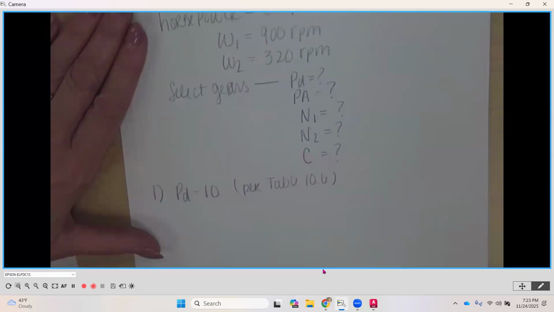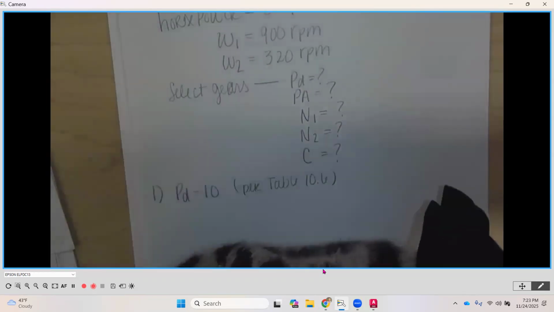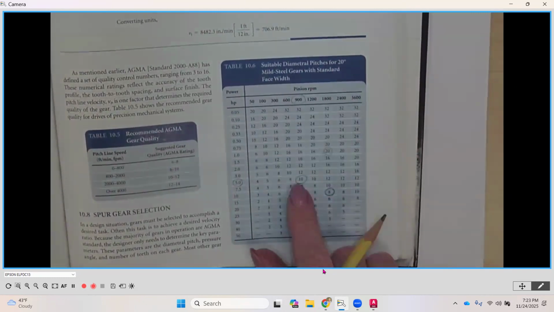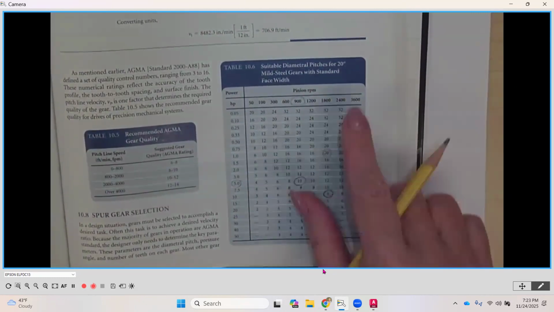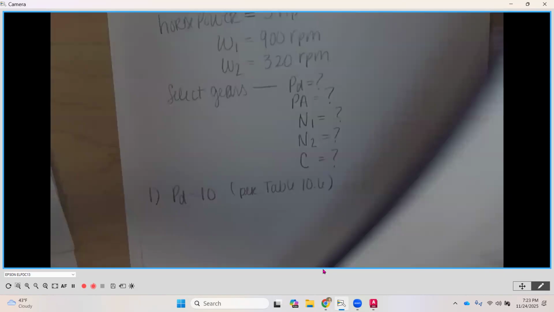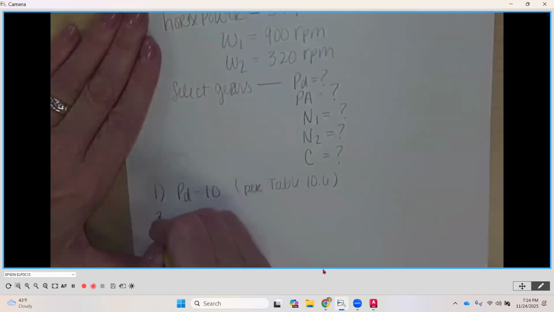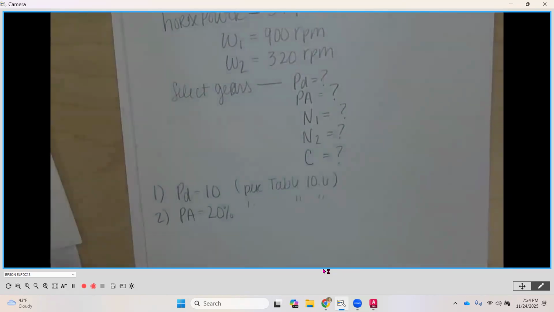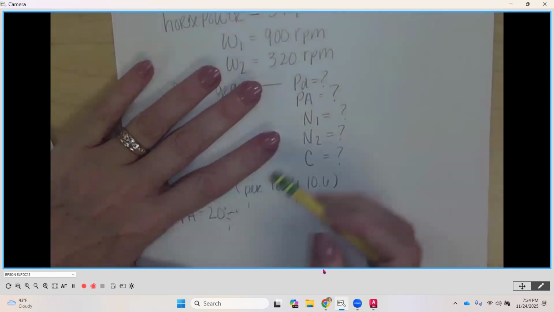Pressure angle. All right. Now, we're simply going to look back at that table 10.6. And since we used this to determine our diametral pitch, notice at the top here, this is for 20-degree pressure angles. So that means that number 2, PA, is equal to 20 degrees. And again, it's going to be per table 10.6. Not 20%, 20 degrees.